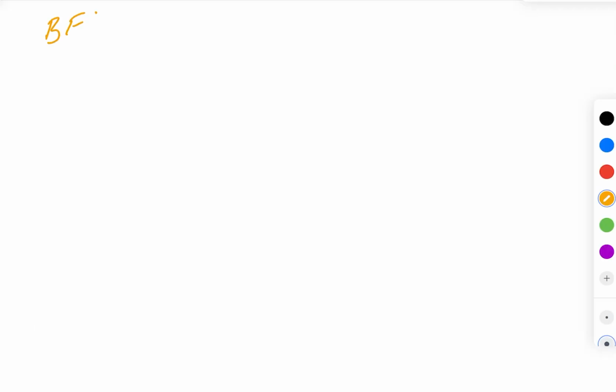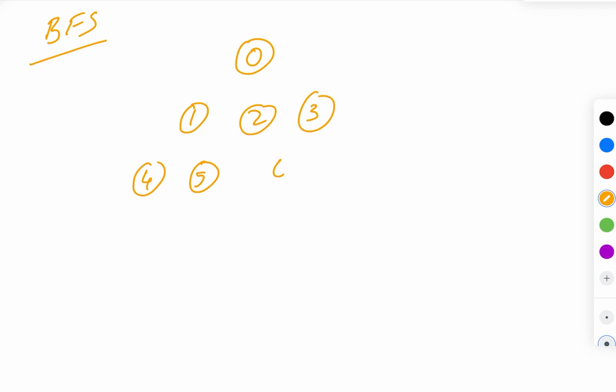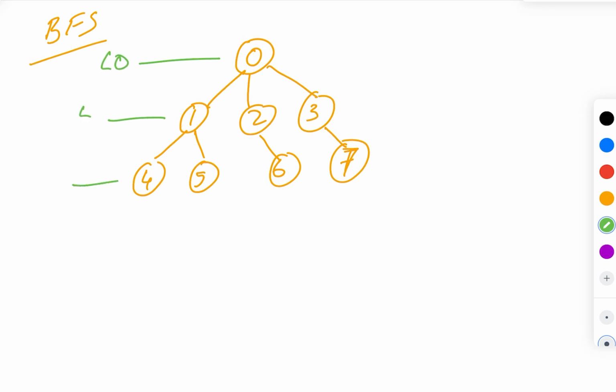Now let's look at BFS traversal in a tree. Let's consider our tree to be like this. And the tree node connections are like this. In case of BFS, we are going to do a level order search. You see, this is our level 0, level 1, and level 2.